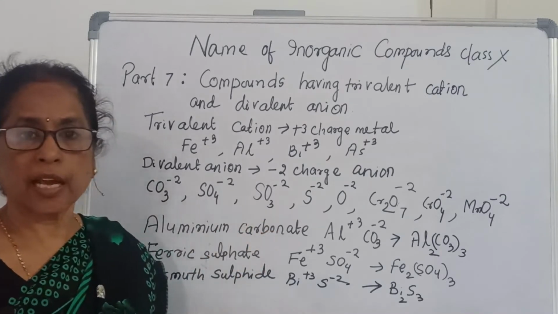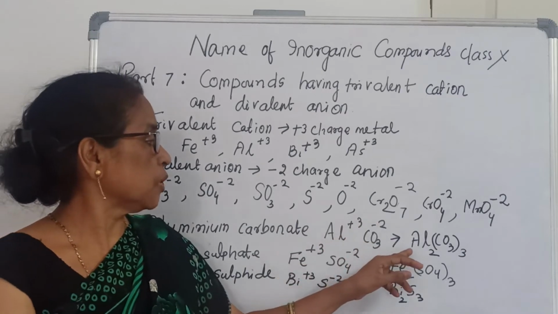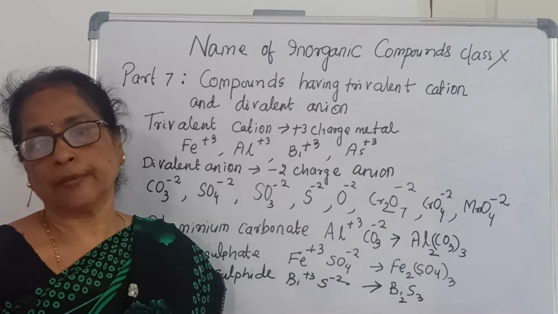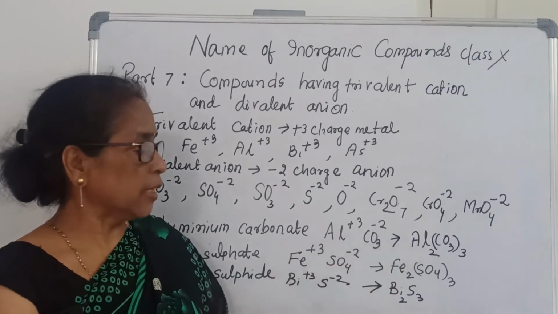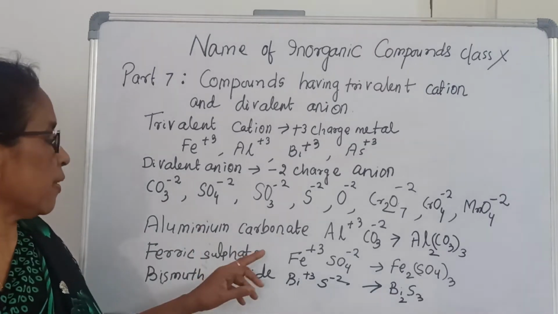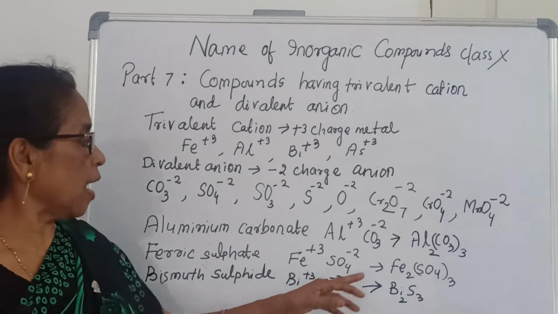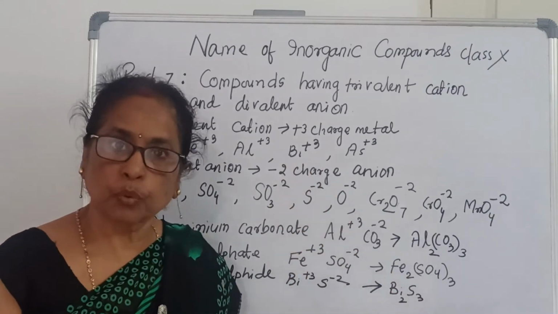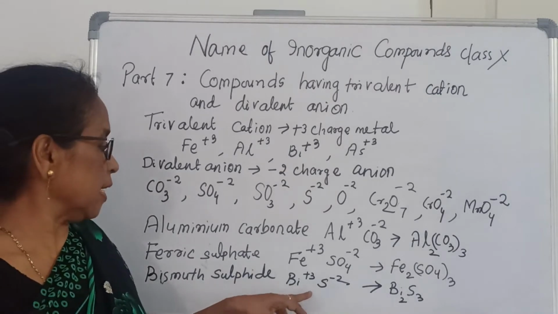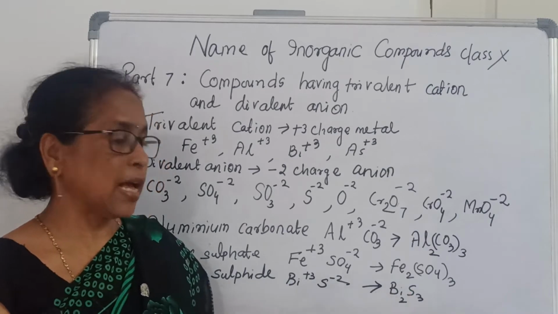Aluminium carbonate: Al means plus 3, carbonate means CO3 minus 2, so it is Al2(CO3)3. Ferric sulfate: Fe plus 3, SO4 minus 2, then what is the formula? Fe2(SO4)3. Bismuth sulphide: Bi plus 3, S minus 2, so the formula is Bi2S3.